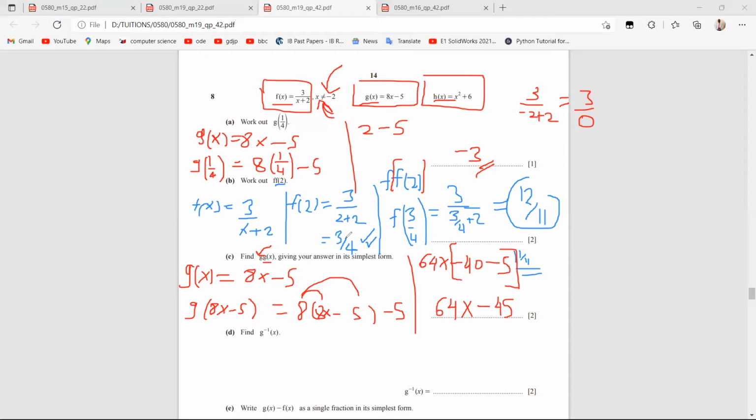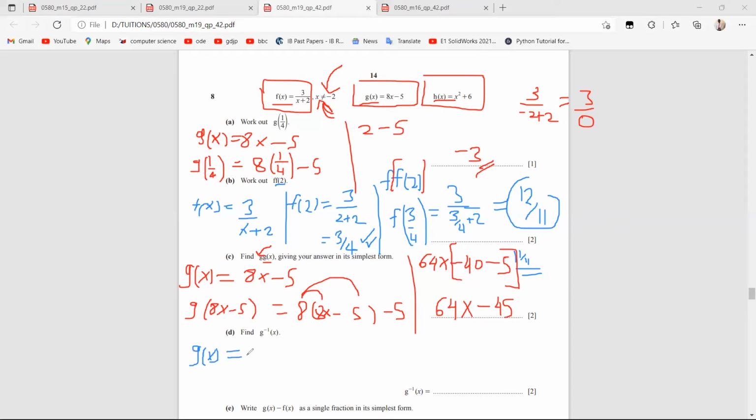All right, let's move to number D. D says we need g inverse, okay? That power -1 there means inverse, all right, guys? So we need to find the inverse of function g. How do you get the inverse of a function? The first step is to replace the function name by y. That simplifies the question, okay? So we need function g. Let me just get a different color of pen. We need function g down here.